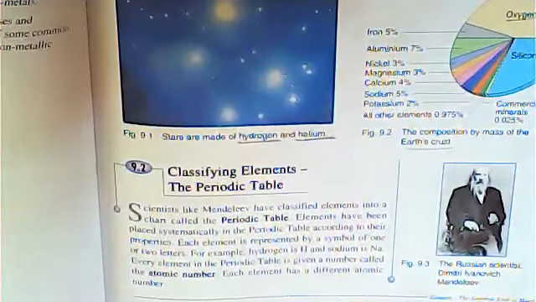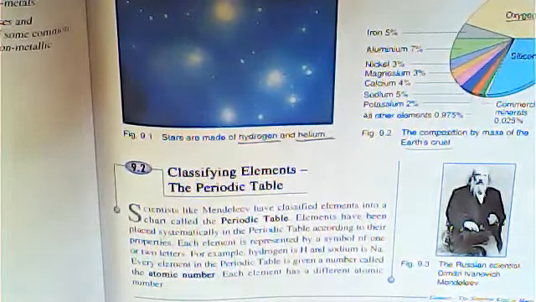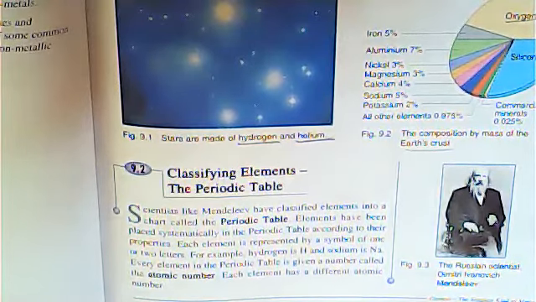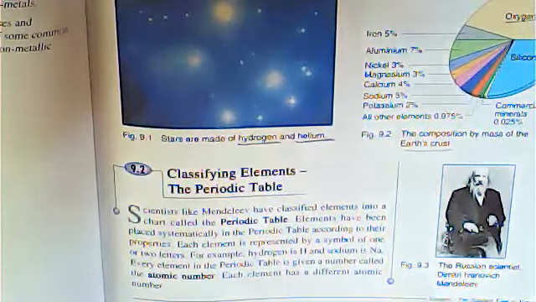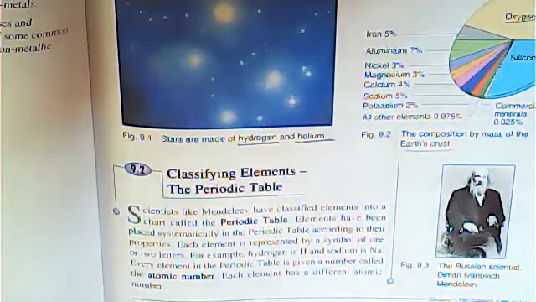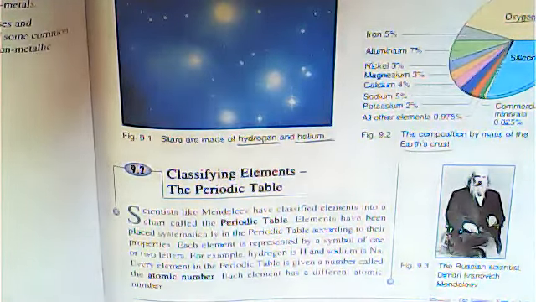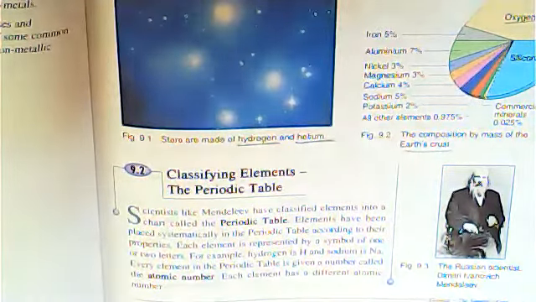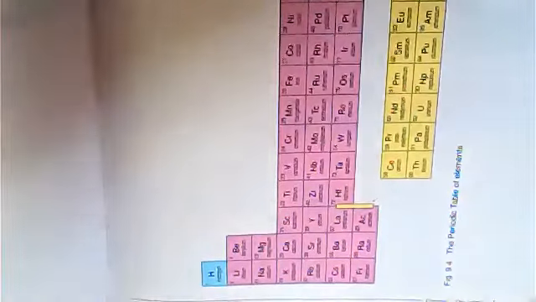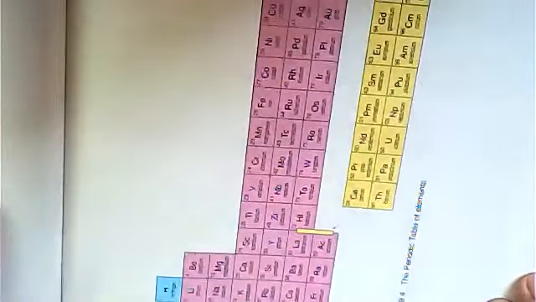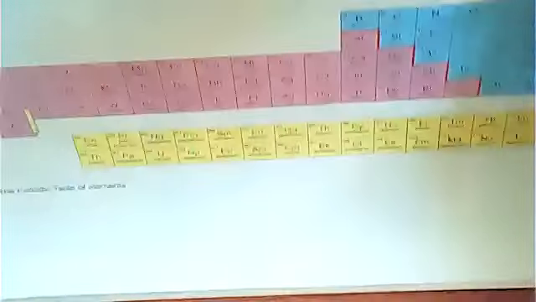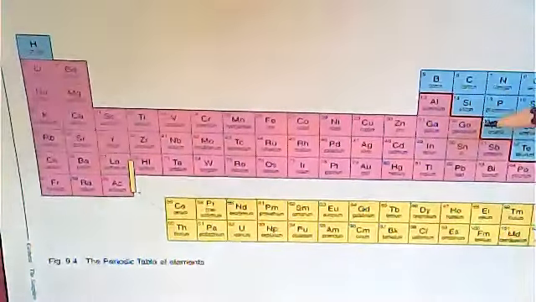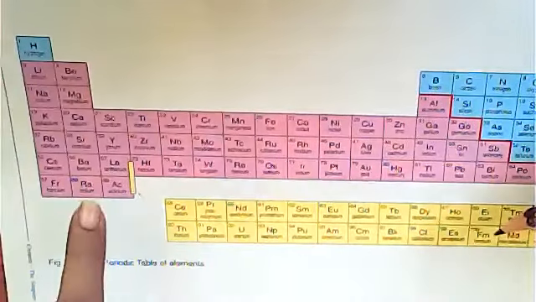Basically what happened after the discovery of so many elements, it was difficult to study all of them separately. So what scientists did, they basically made a chart. Okay, in that chart they classified the elements with respect to their similar properties. As you can see here, you have a periodic table on page number 103. Okay, this is a periodic table, and in this periodic table, as you can see, different elements are arranged.